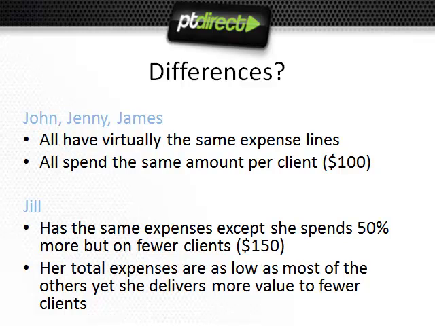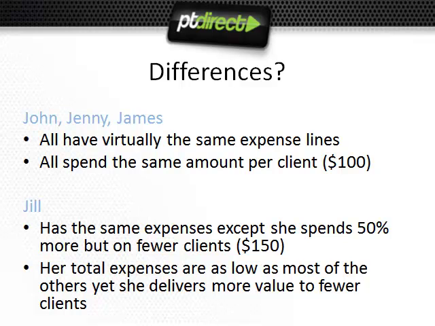So what we're seeing here is that all spend the same amount. John, Jenny and James spend basically the same amount, and they spend the same amount on clients. Jill, on the other hand, has the same expenses, except she spends 50% more on fewer clients. So she's spending $150 a client, as I've said. Her total expenses are low.